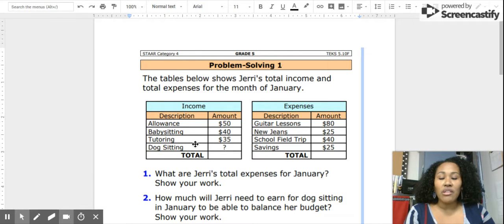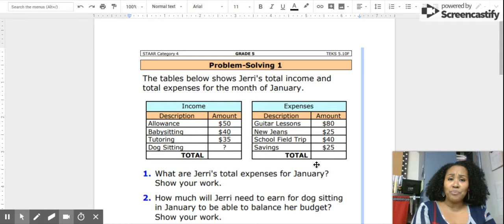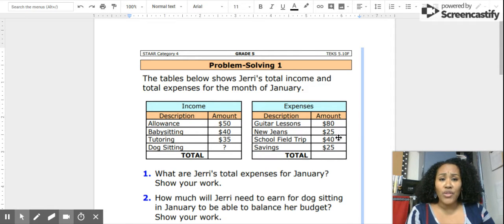All right, so let's take a look at this problem. I have income: $50, $40, $35, and then I have something missing. So we're going to have to solve for that for number two. Expenses: this is the money that Jerry is spending. So we have 80, 25, 40, and 25 for savings.